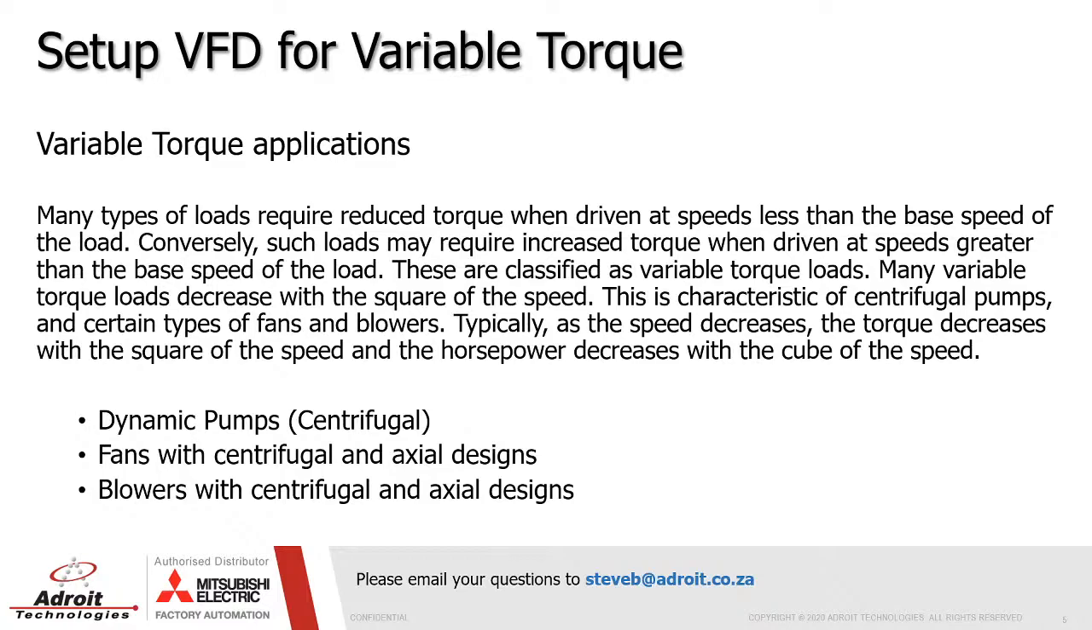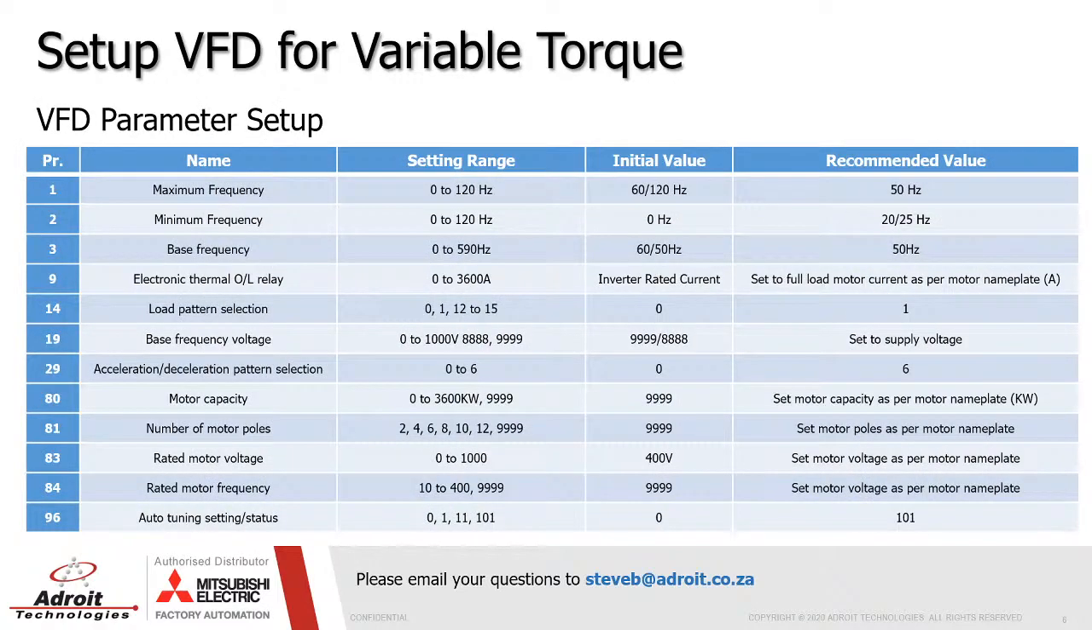To do a setup on the VFD for a variable torque is very much similar to the constant torque, except for two parameters that are going to change. Everything stays exactly the same, but parameter 14 will change to 1 instead of 0, and parameter 29 will change to 6 instead of 0. And those are the two parameters that will tell us whether you're running a constant torque or a variable torque application.